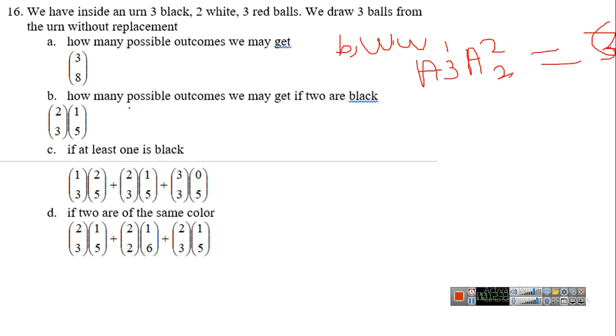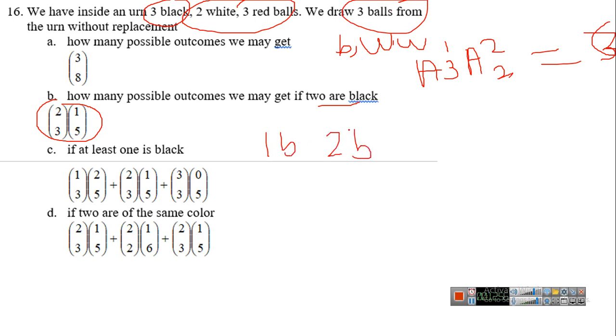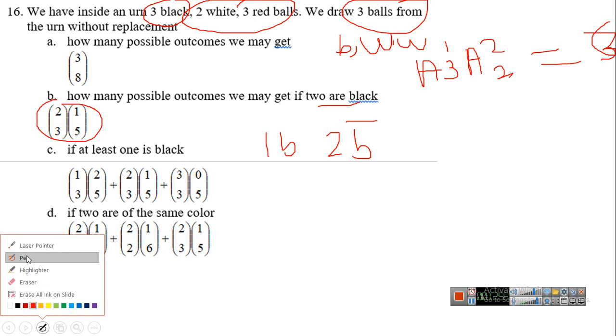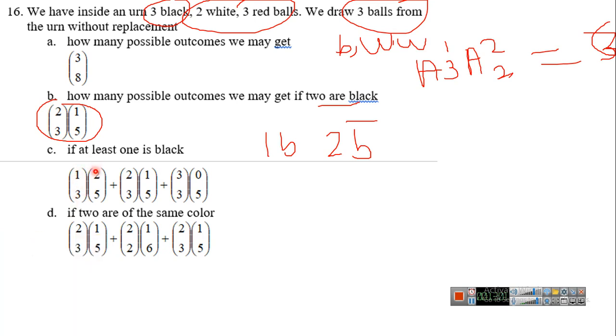How many possible outcomes if 2 are black? So 2 black, and the rest 1. If you have 2 black, I have 3, and 1 will be either white or red, so 1 out of 5. If at least 1 is black, I'm picking 3. So 1 black and 2 not black. 1 black is 1 out of 3, 2 not black is 2 out of 5, either white or red. Or 2 black, 2 out of 3, and 1 not black, or the 3 are black, 0 not black.